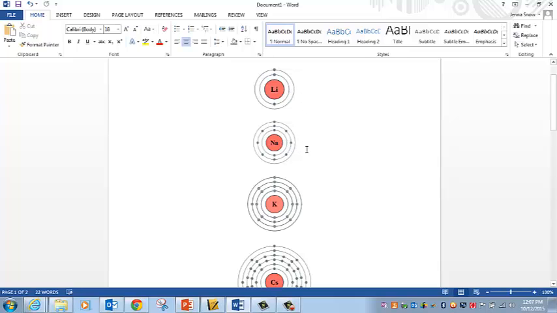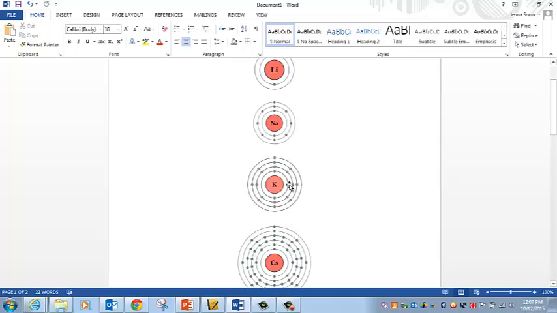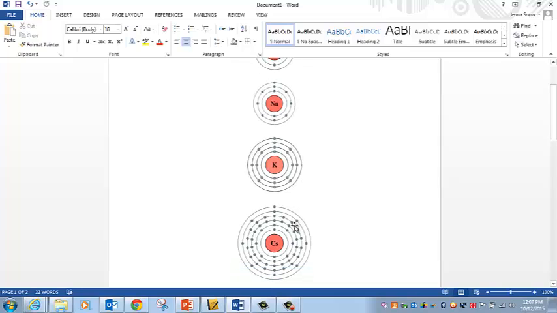Sodium is in the third and has 3 shells. Potassium is in the fourth period of the periodic table and has 4 shells. And then cesium is actually in the 6th period, and so it has 6 shells. So as you go down the periodic table, the size of these atoms keeps getting bigger and bigger and bigger.